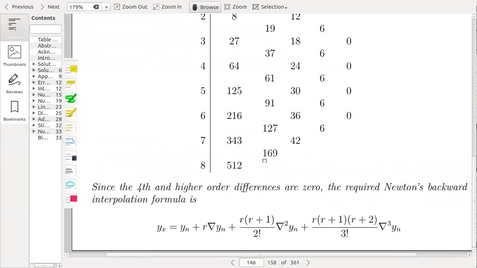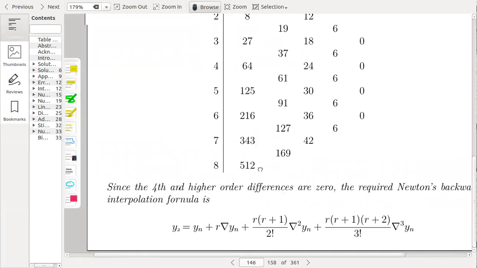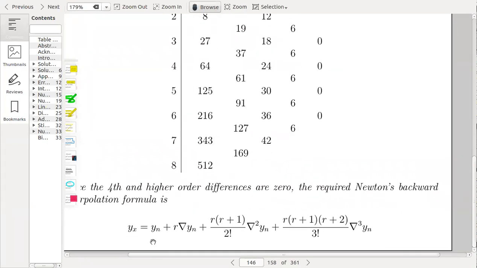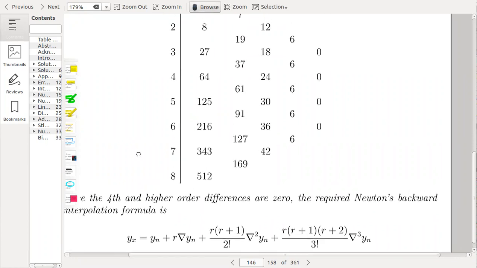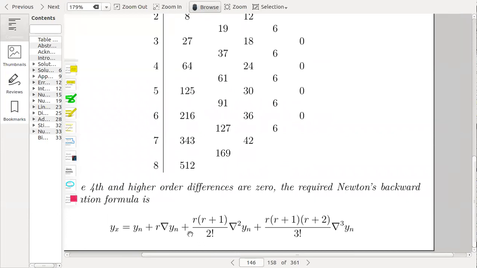Since the fourth and higher order differences are 0, the required Newton's backward interpolation formula is, it should be yn, or you can write f of x_n, or you can write even P_n of x, equal to y_n plus r delta y_n, or delta f of x_n, plus r into r plus 1 over 2 factorial delta 2 y_n plus r into r plus 1 into r plus 2 over 3 factorial delta 3 y_n.